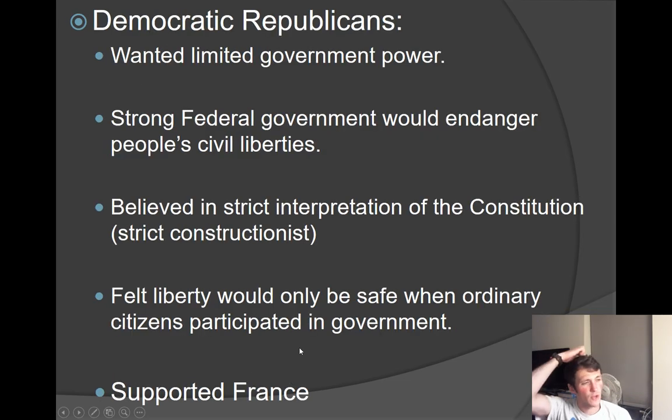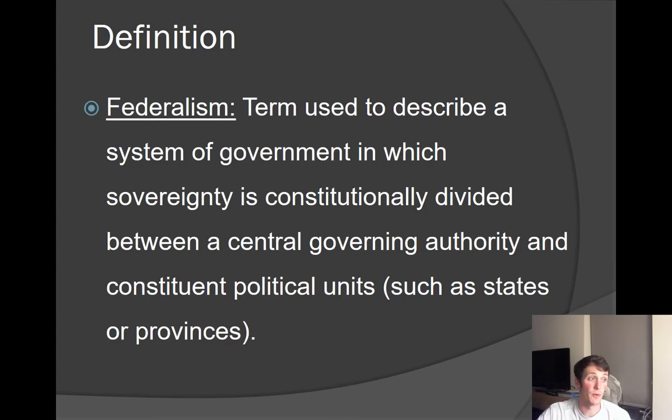The other faction that's going to develop, this other political party, is going to be known as the Democratic Republicans. The Democratic Republicans are going to be the inverse, the opposite of that, right? This group wants a small, limited amount of government power, and basically feels that there needs to be a strict interpretation of the Constitution. They feel that having a strong federal government is going to endanger the individual liberties of people, as well as the states. So these people really support France.